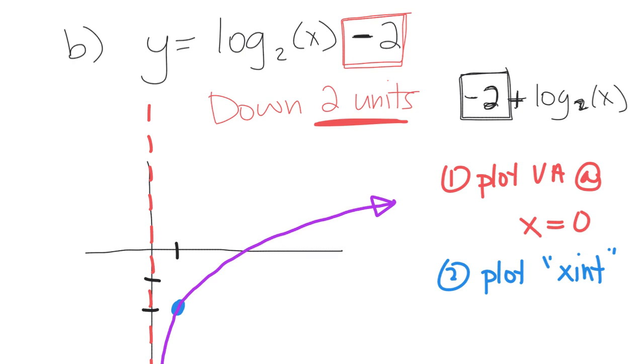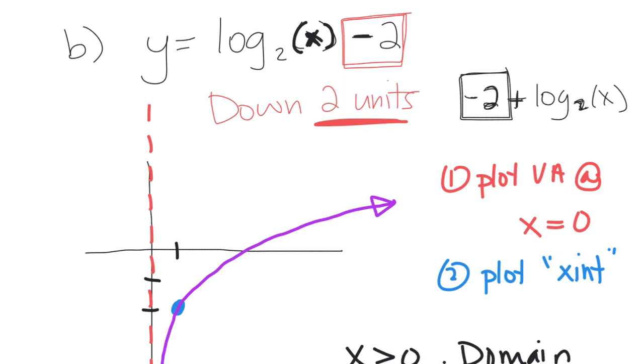Move down 2 units. Okay, so for the domain, nothing changes about the domain. It has to be bigger than 0, right? There's nothing inside of your parentheses with x to solve. So you just set x bigger than 0, and that's your domain. Right? No negative values allowed.